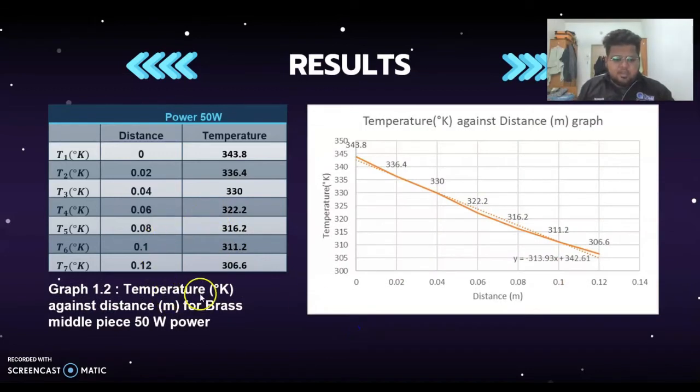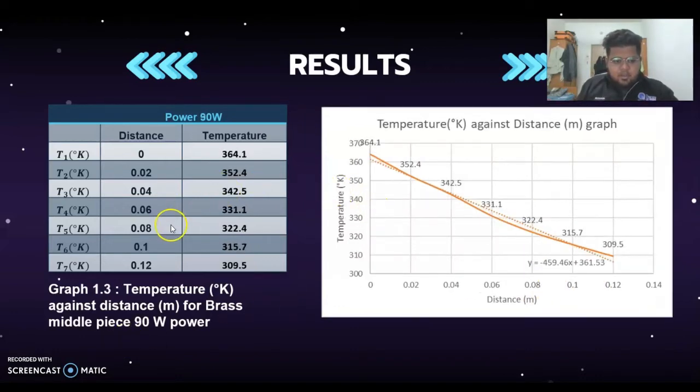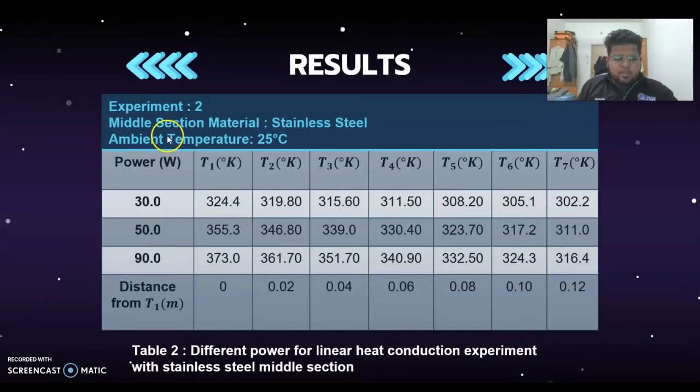Next, we shall look at the temperature against distance for the brass middle piece at 50 watts of power. Here, the same concept applies. The further the distance from the heating source increases, the lesser the temperature. And this can also be concluded by using Excel and getting a gradient. This is a temperature against distance graph for the brass middle piece at 90 watts of power.